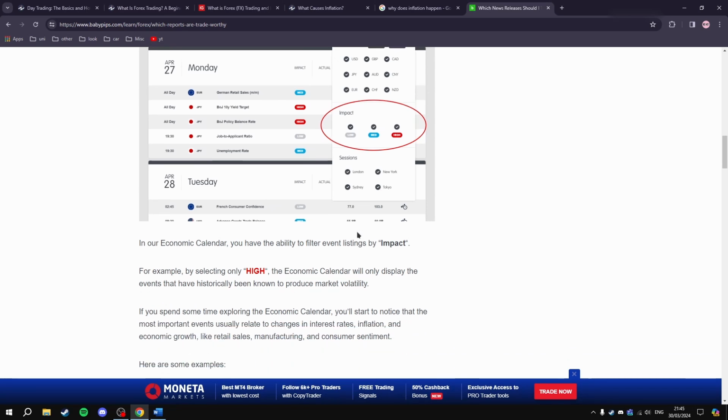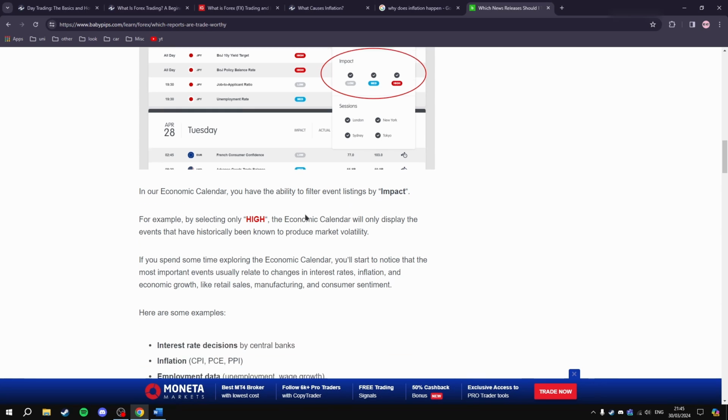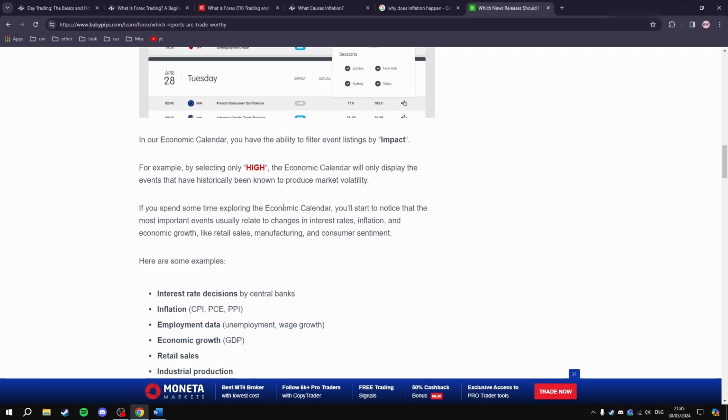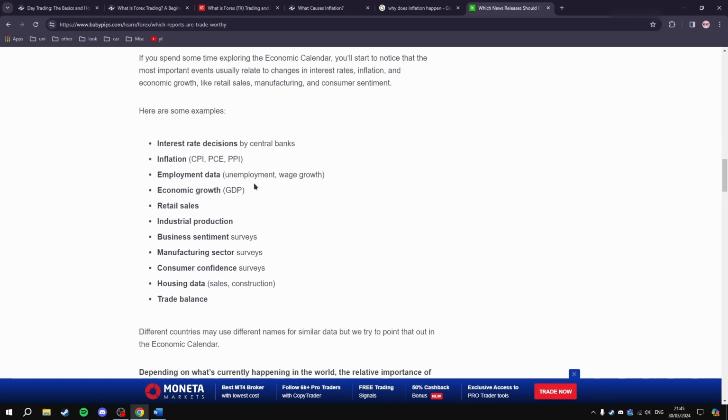In our economic calendar, you have the ability to filter event listings by impact. For example, by selecting only high, the economic calendar will only display the events that have historically been known to produce market volatility. If you spend some time exploring the economic calendar, you'll start to notice that the most important events usually relate to changes in interest rates, inflation, and economic growth, like retail sales, manufacturing, and consumer sentiment. Here are some examples.